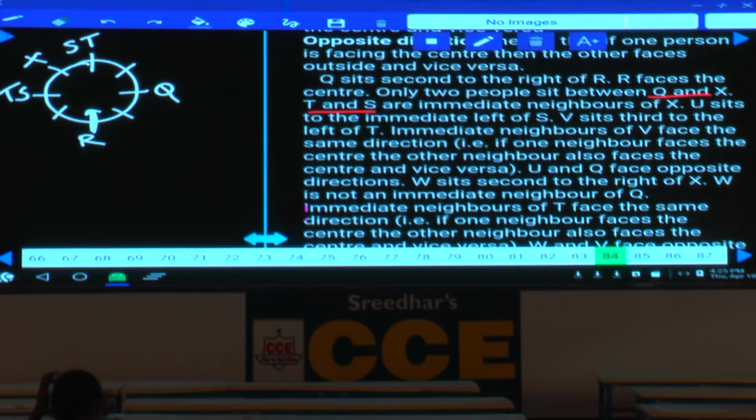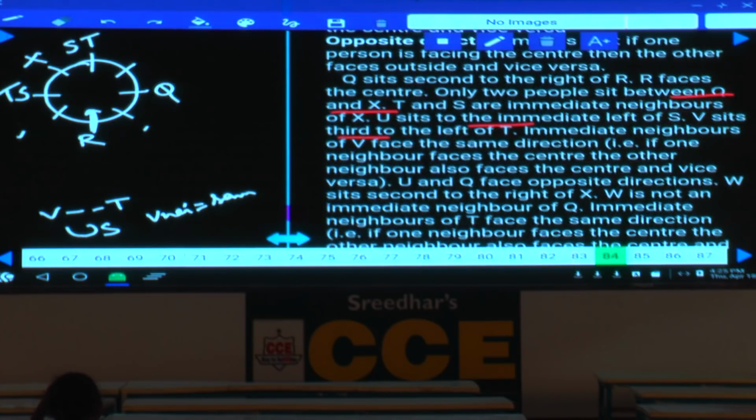And U sits to the immediate left of S. As of now, we cannot represent the datum. And V sits second to the left of T. As V is seated second to the left of T, if T is here, V can be here or here. There are 2 possibilities, isn't it? And immediate neighbors of V face the same direction. Immediate neighbors of V are facing the same direction. Next one.